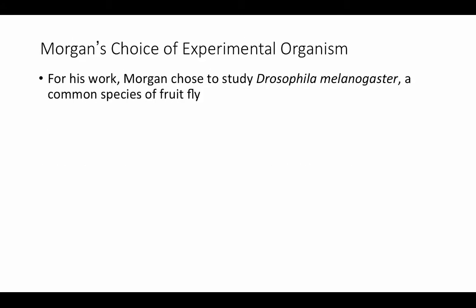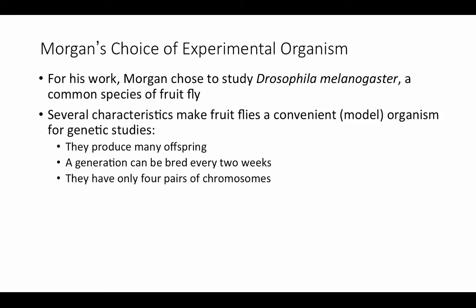So what did Morgan use for his experimental species? Morgan chose to study Drosophila melanogaster, a common species of fruit fly. This species has a lot of the characteristics that we talked about previously of a model organism that is very convenient to work with in the laboratory. They produce many offspring, so you have very large sample sizes from each cross. A generation can be bred every 2 weeks, so a very short generation time, and you can get a lot of results in a short period of time. And they have very simple genomes. They have only 4 pairs of chromosomes, so they're very convenient to work with.